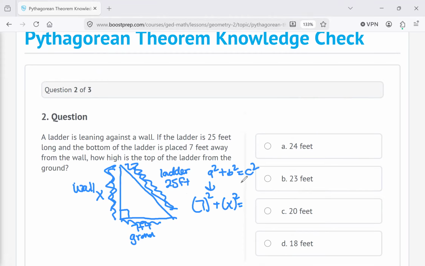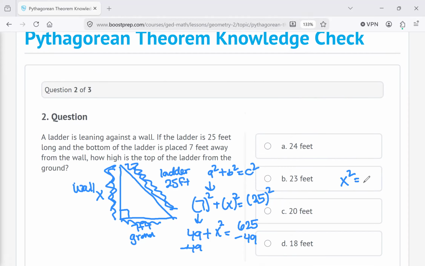So clean this up. 7 squared is 49 plus X squared. I don't know what that is, so I'm just going to call it X squared. And then 25 squared is 625. Okay, so go ahead and solve for X. You're going to subtract 49 from both sides. So I get X squared equals 625 minus 49, which is 576.